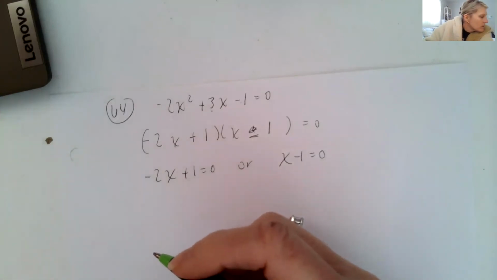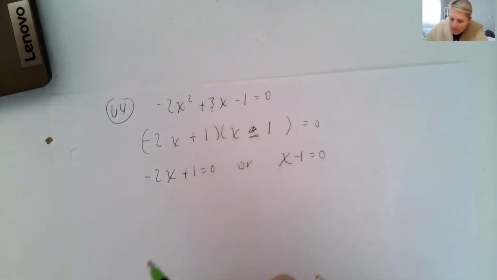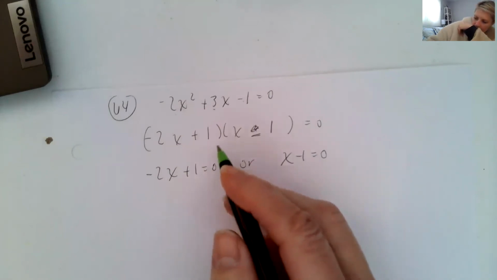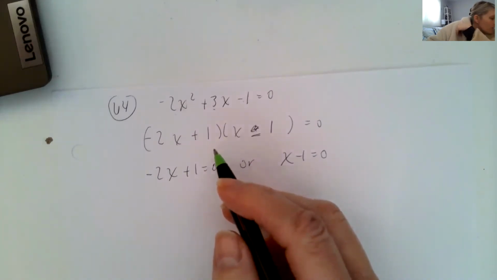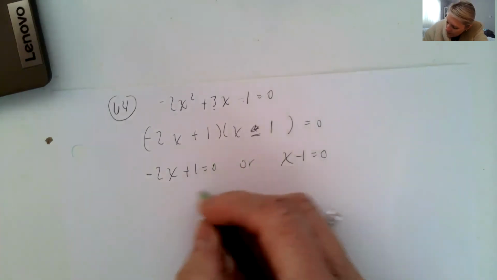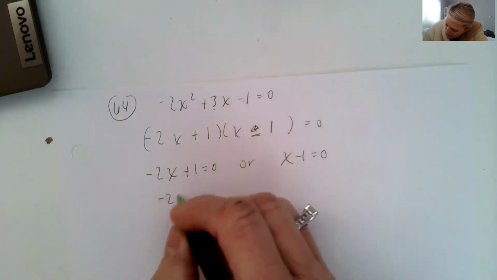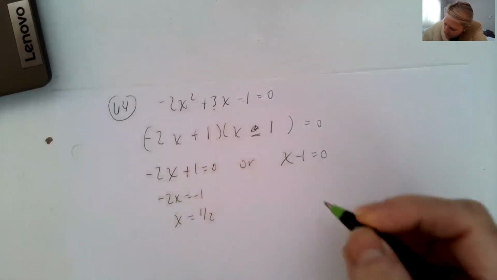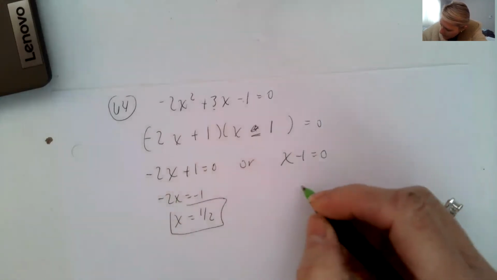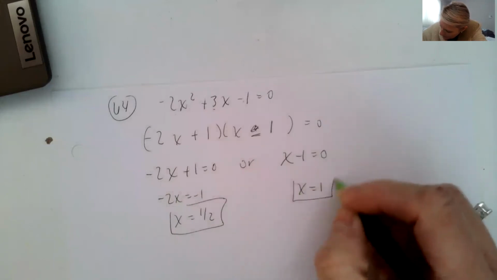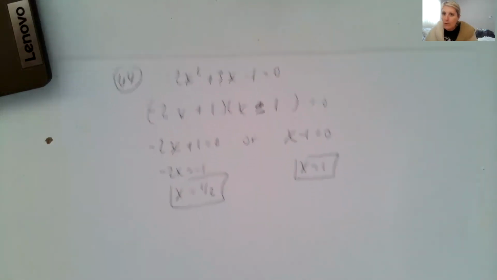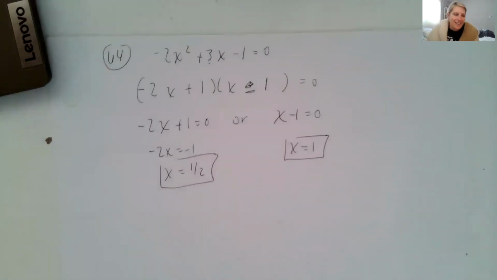And so find the solutions of the quadratic equation. Did I write this down correctly? Okay. So we're going to solve for x here. So x is equal to 1/2, or x is equal to 1. So both of those turn out to be real answers. Real numbers is what I'm saying.